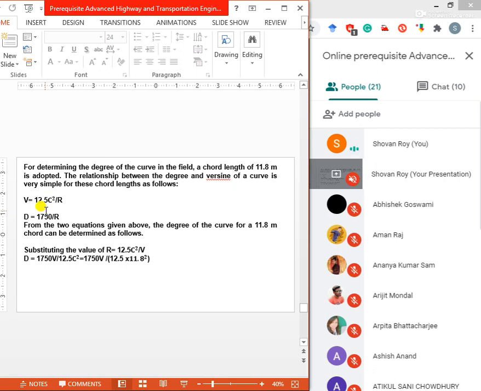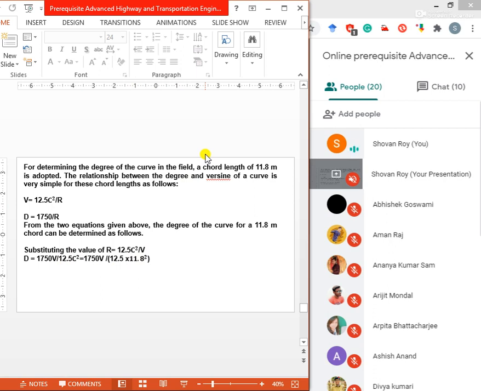Instead of R, we can write R = 12.5 C²/V, and normally D = 1750/R. So instead of R we can write 12.5 C²/V, so D = 1750 V/12.5 C². If we have the chord length, like 11.8 meters, we can easily put this value in place of C, and calculate the relation between D, the degree of curve, and the Versine of the curve.